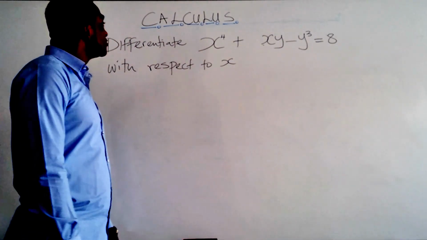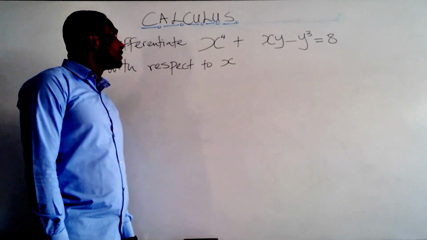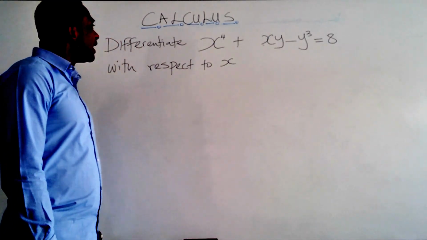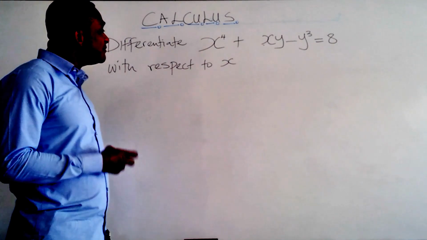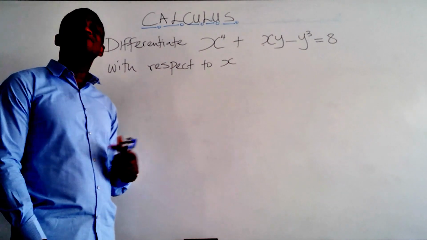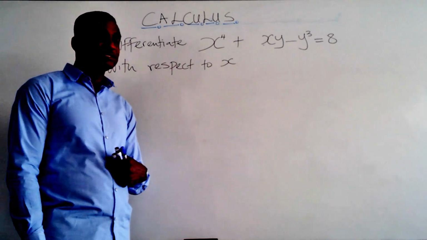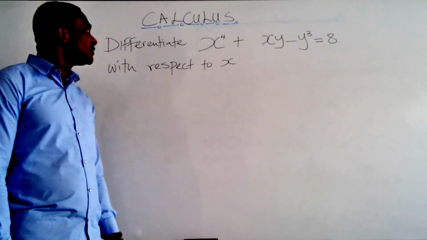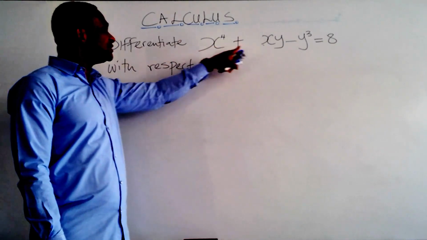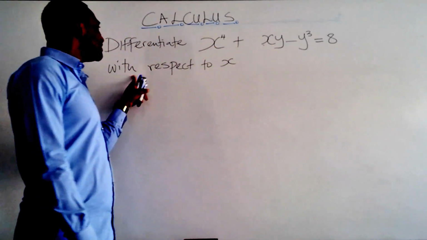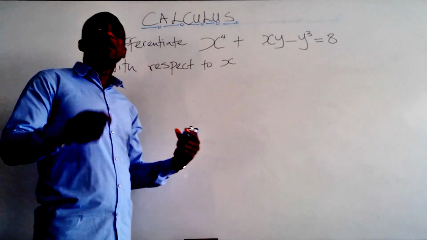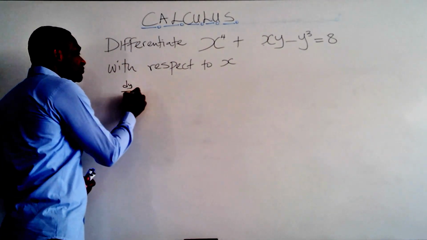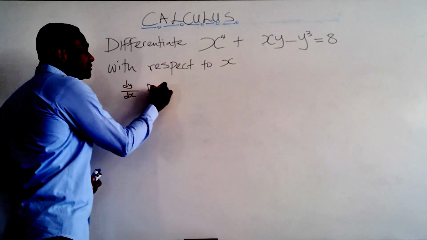Today we are going to look at calculus, differentiation actually, and the branch of the method that we're going to use today will be implicit differentiation. Why do we have to use implicit differentiation? They said we should differentiate this function with respect to x. Now, when we say differentiate with respect to x, it's also the same thing as asking to find dy over dx.